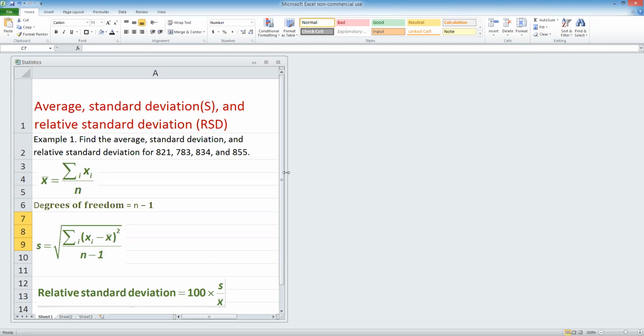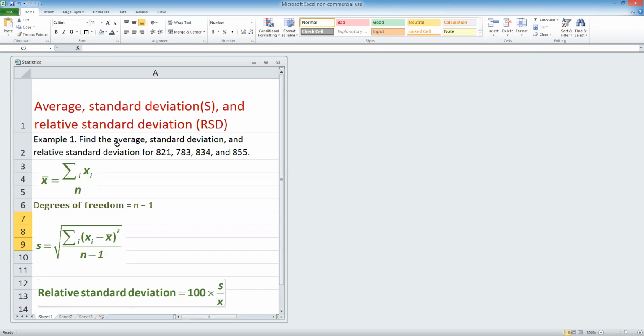Excel is a very useful tool in analytical chemistry, which can save a lot of time. Here are examples of how we can use it to solve statistics problems. The first example is to calculate the average, standard deviation, and relative standard deviation.